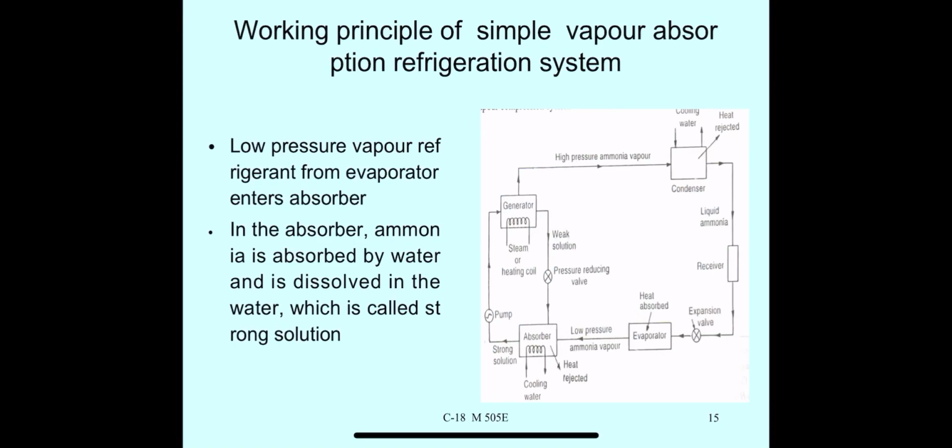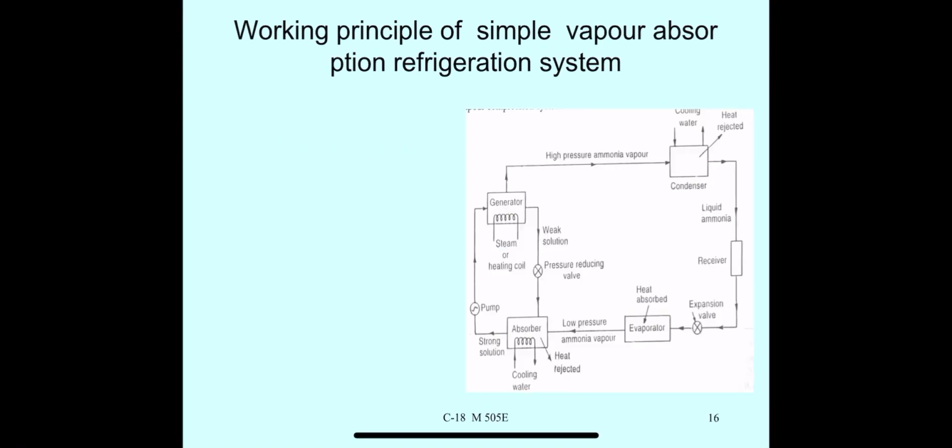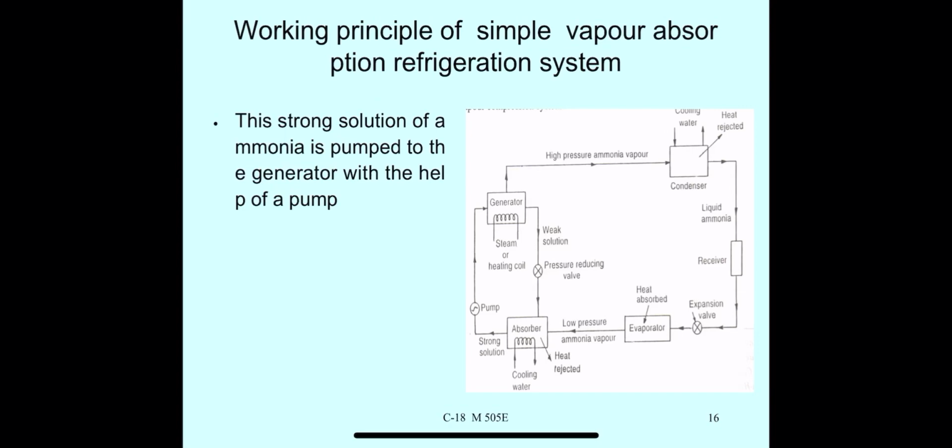In the absorber, the ammonia is absorbed by water and is dissolved in the water, which is called a strong solution. The strong solution is nothing but ammonia and water. This strong solution of ammonia is pumped to the generator with the help of the pump. Thus the cycle is repeated.